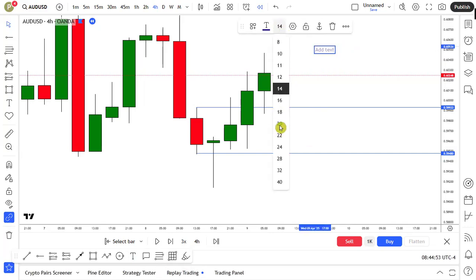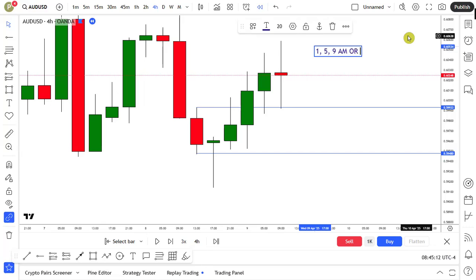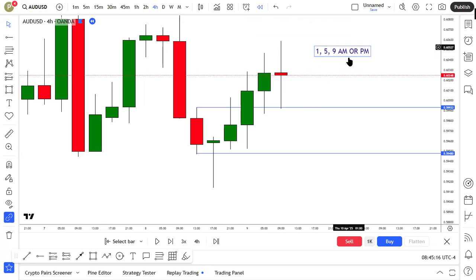These are the times that we focus on to look for the CRT model: 1, 5, 9. This can be AM or PM, according to the New York time zone.